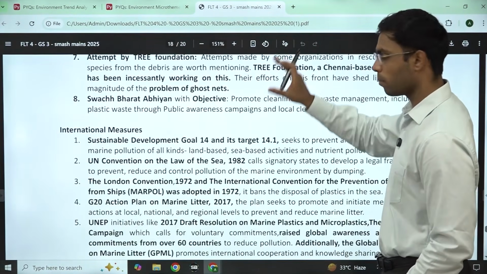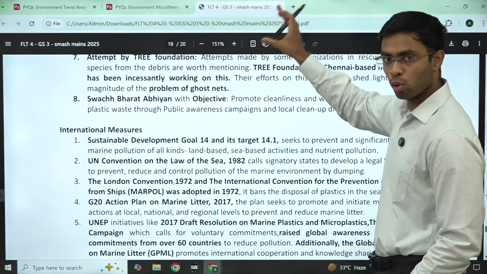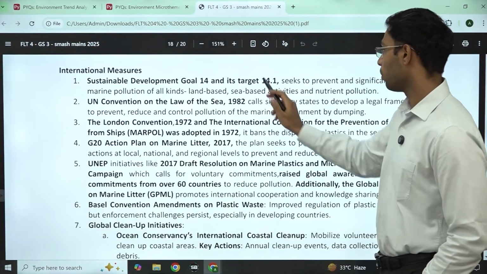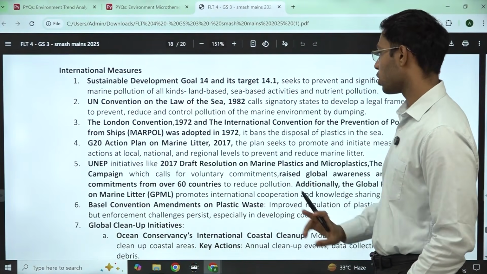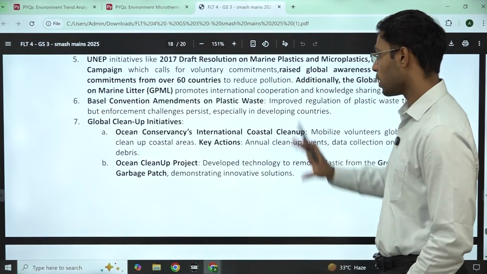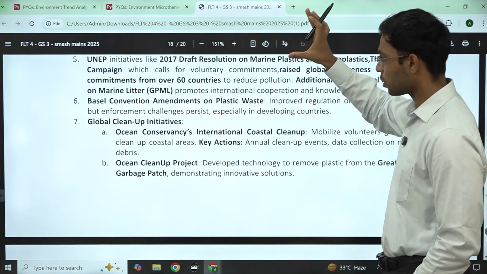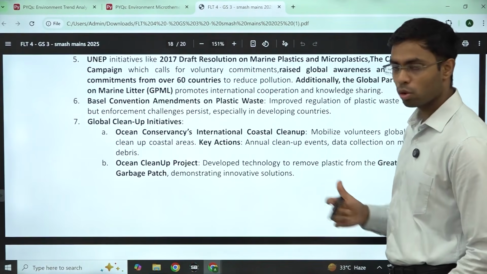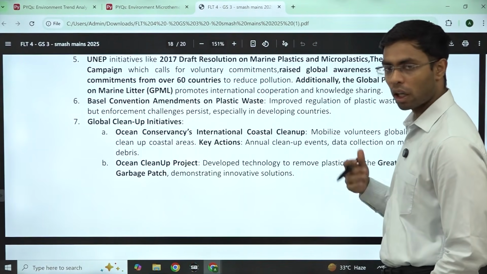Then international measures, because national and international both were asked, make sure you address both. UN Convention on the Law of the Sea, etc. Underline, box these points, London Convention, etc. Right? Now, definitely, since we spent too much space on the first part, which you can just briefly address, you could also have space to write the shortfalls and what can be done better.